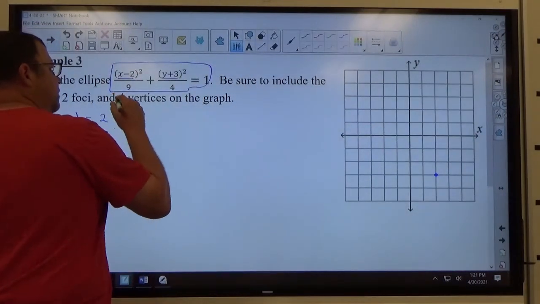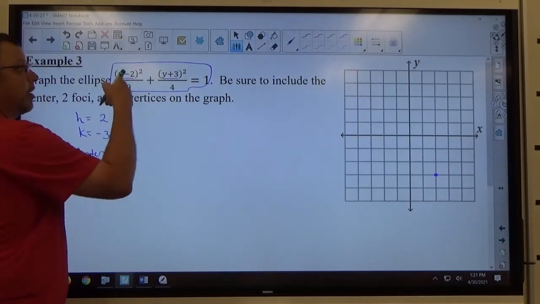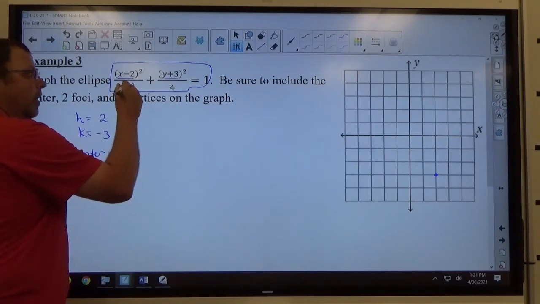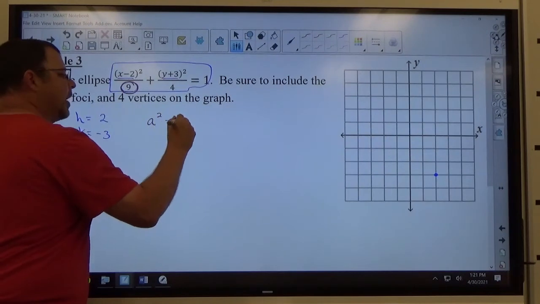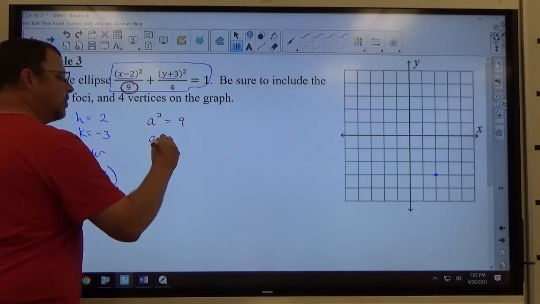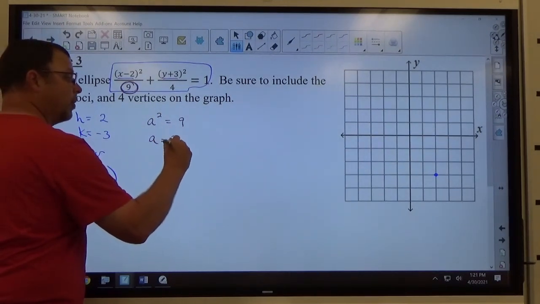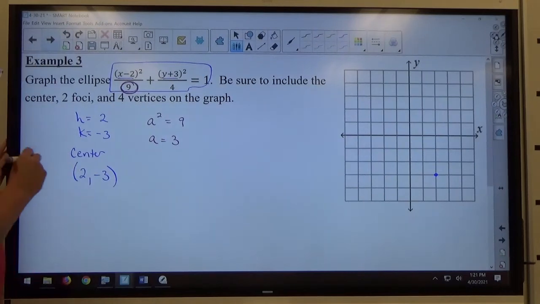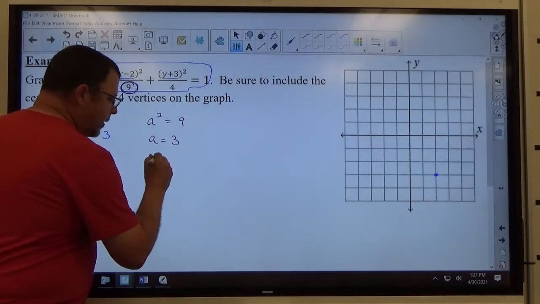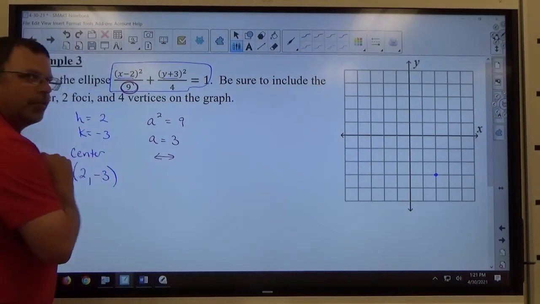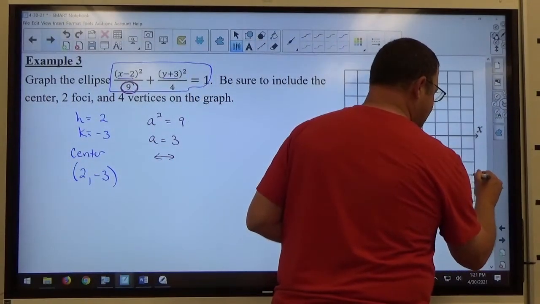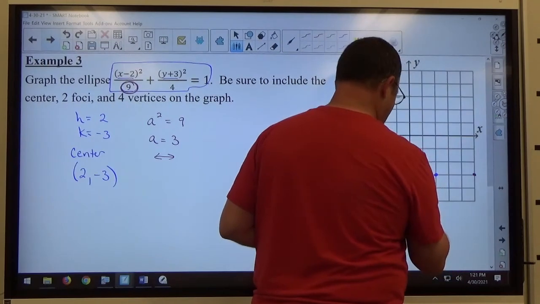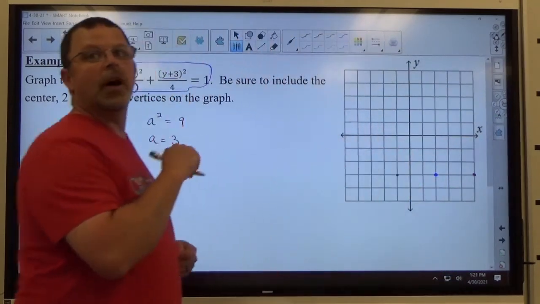I can see, since a squared lives under the x squared object, this number here, whatever this number is, is a squared. So a squared is equal to 9, which means a is equal to the square root of 9, which is equal to 3. A tells me how far to go left and right to get to vertices. So I'm going to go 3 to the right to get a vertex, and 3 to the left to get a vertex. That's to the right and to the left of the center.